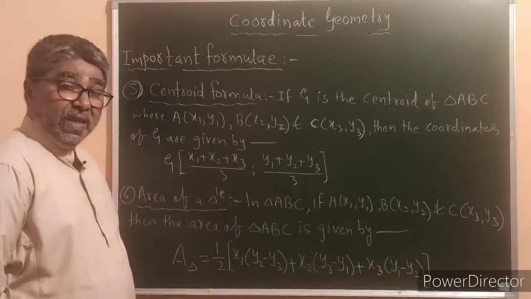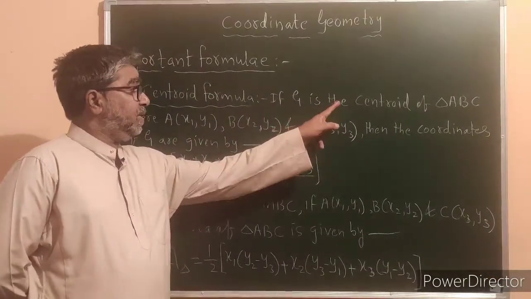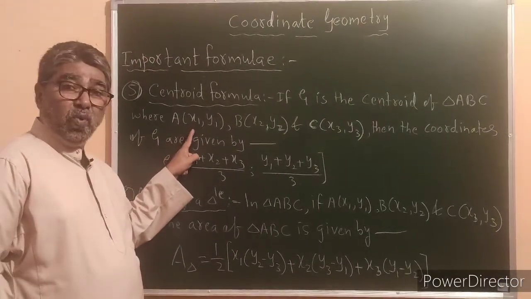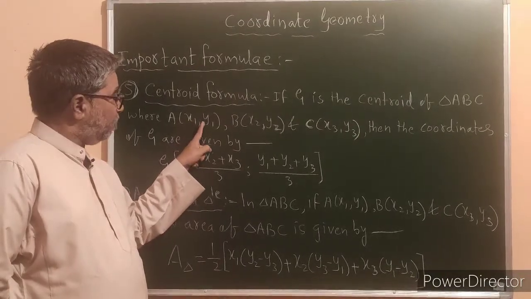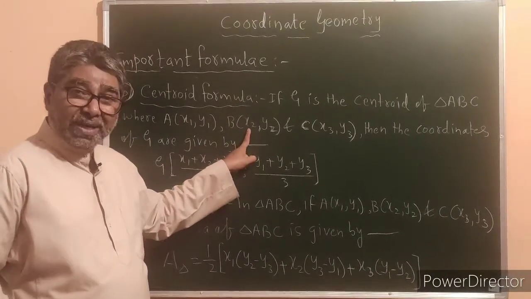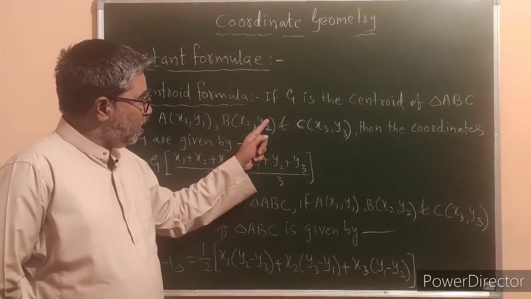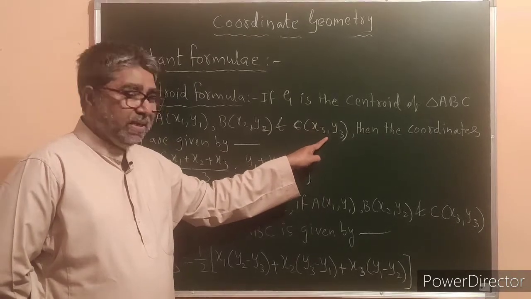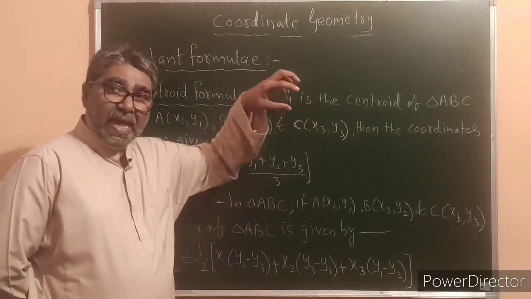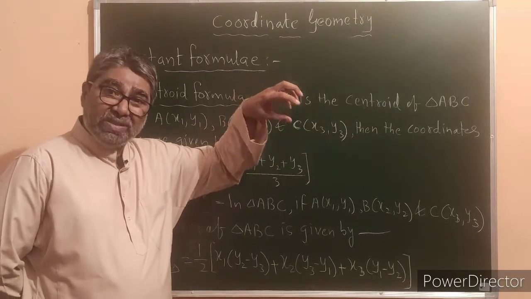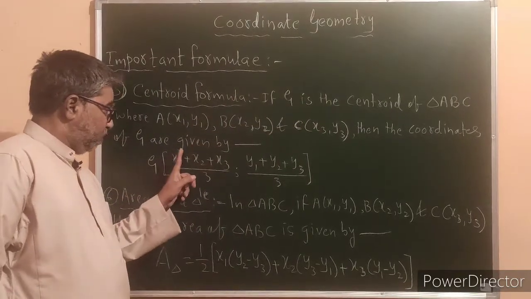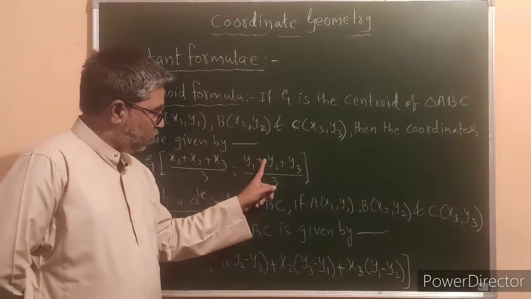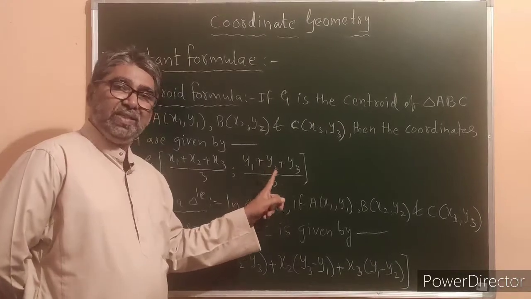The fifth formula is the centroid formula. If G is the centroid of triangle ABC, where the coordinates of vertex A are x1, y1, coordinates of vertex B are x2, y2, and coordinates of vertex C are x3, y3, then the coordinates of the centroid G are given by (x1 plus x2 plus x3) upon 3, this is the abscissa, and (y1 plus y2 plus y3) upon 3, this is the ordinate.